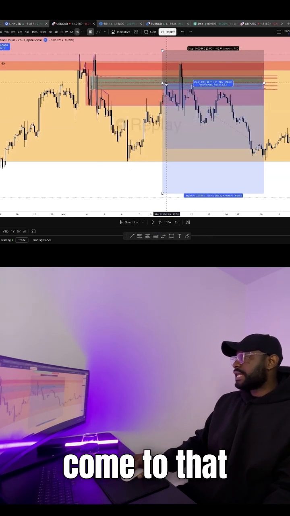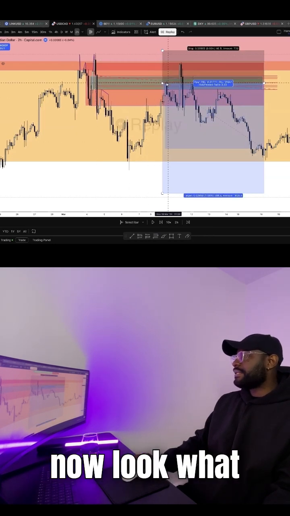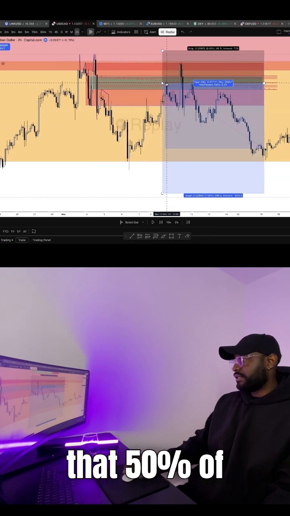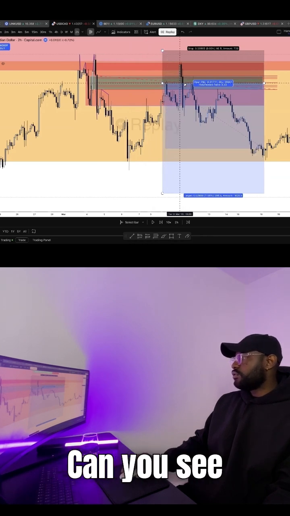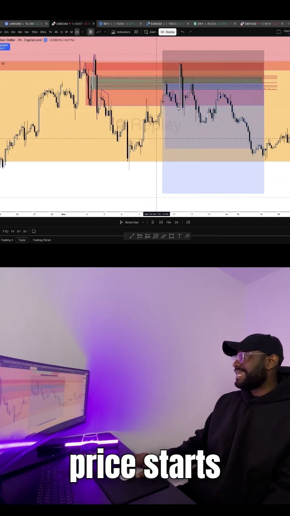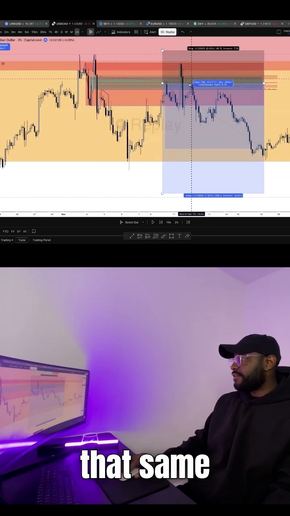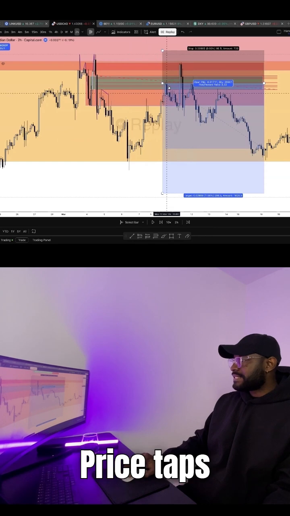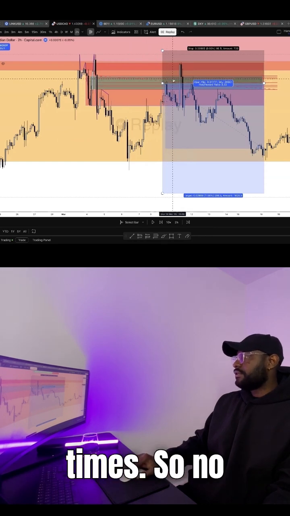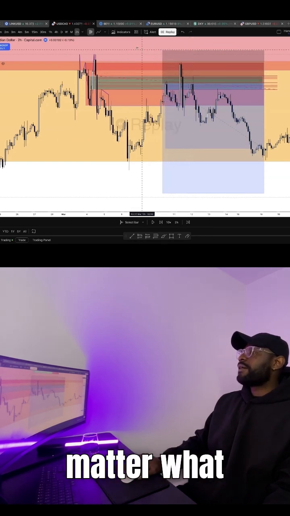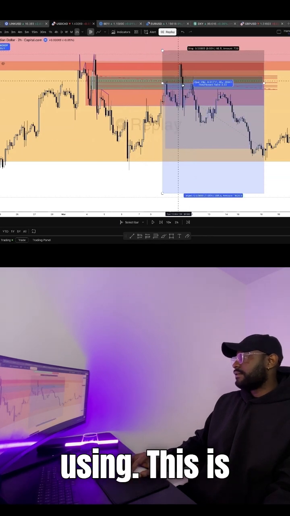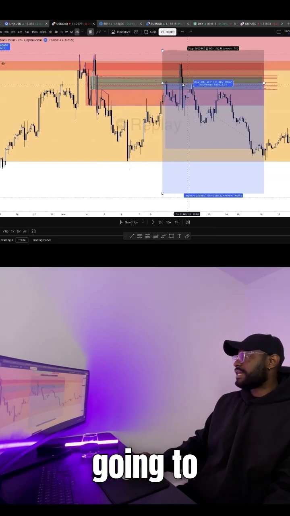And now look what happened to that 50% of that inefficiency. Can you see how many times price tapped that area? One, two, three. That same specific area, price tapped there 3 times. So no matter what broker I'm using, this is definitely going to activate me.